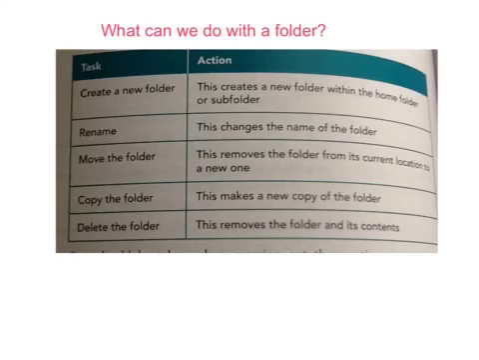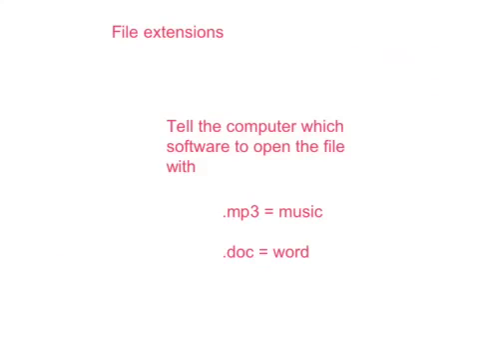We can also perform a range of tasks with particular files. So we can rename files, we can move files, we can copy files, and we can delete files. These have the same implications as you can see on here. File extensions, finally, tell the computer which software to open. So when you click on a file in a folder, it will have .mp3 or .doc or a range of other 3-letter extensions, or even shorter than 3 letters, or sometimes longer, that will tell the computer which software needs to be used to open the particular file.